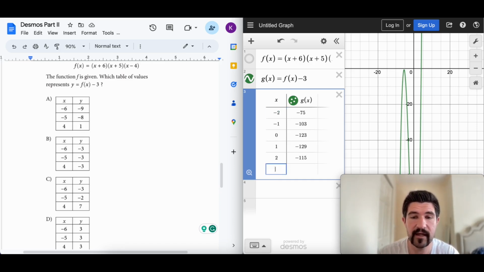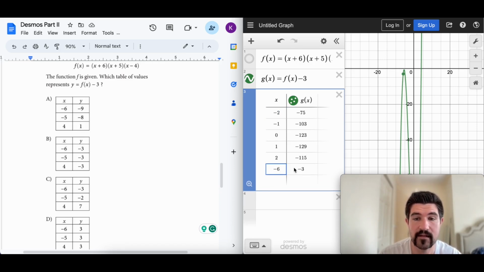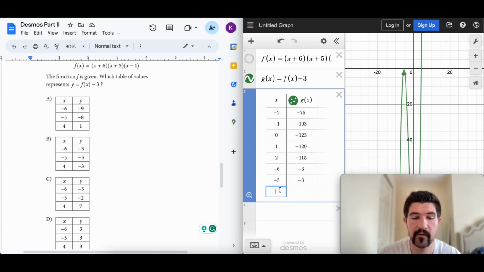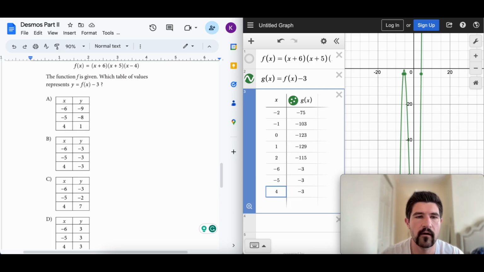We need an x value of -6. It has a y value, or a g of x value, that's the same thing, of -3. What about for -5? It's also -3. And what about an x value of 4? Also -3. So the table, if you just look here, -6, -3, -5, -3, and 4, -3, it's this one right here in answer B. That would be our answer.